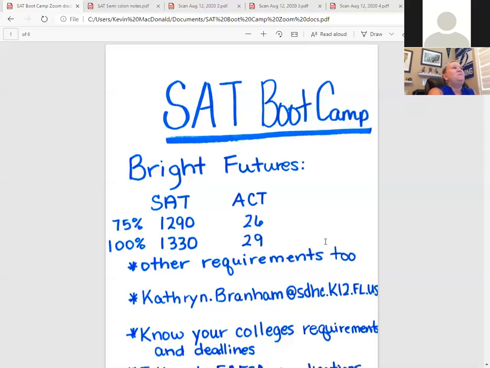Couple things to keep in mind. For 75%, you need to get a 1290. That is a combined score, and for 100% you need the 1330. That changed last summer. The ACT numbers did not change. So I highly suggest you take at least one time both of the tests.